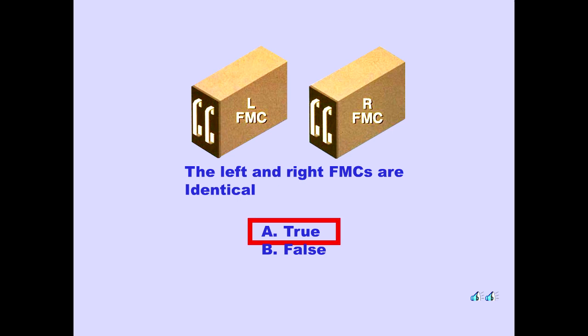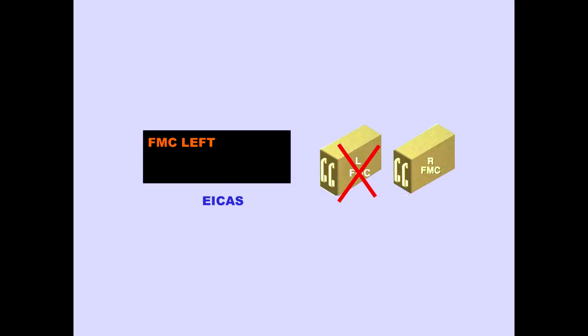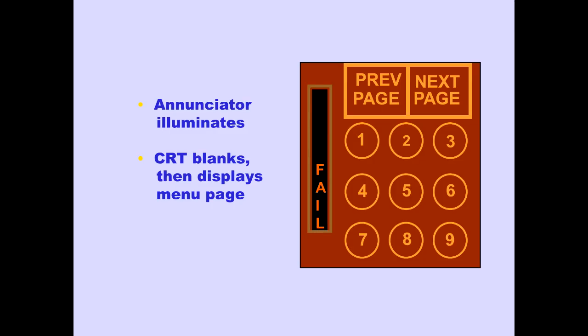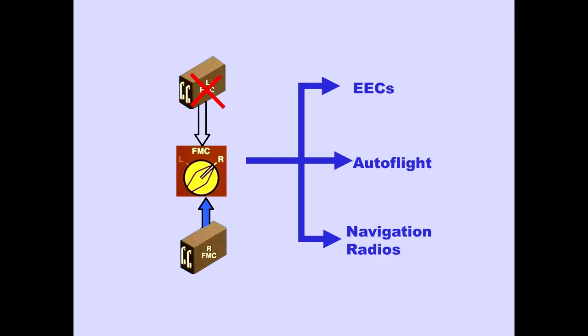Answer A is correct. The ICAS advisory message, FMC, is displayed when the FMC has failed. When the selected FMC fails, the auto throttle disconnects and LNAV and VNAV are inoperative. The FMS CDU annunciator fail illuminates, and the FMS CDU CRT displays the menu page when its respective FMC fails. Rotating the FMC master switch to the operative FMC provides valid information.